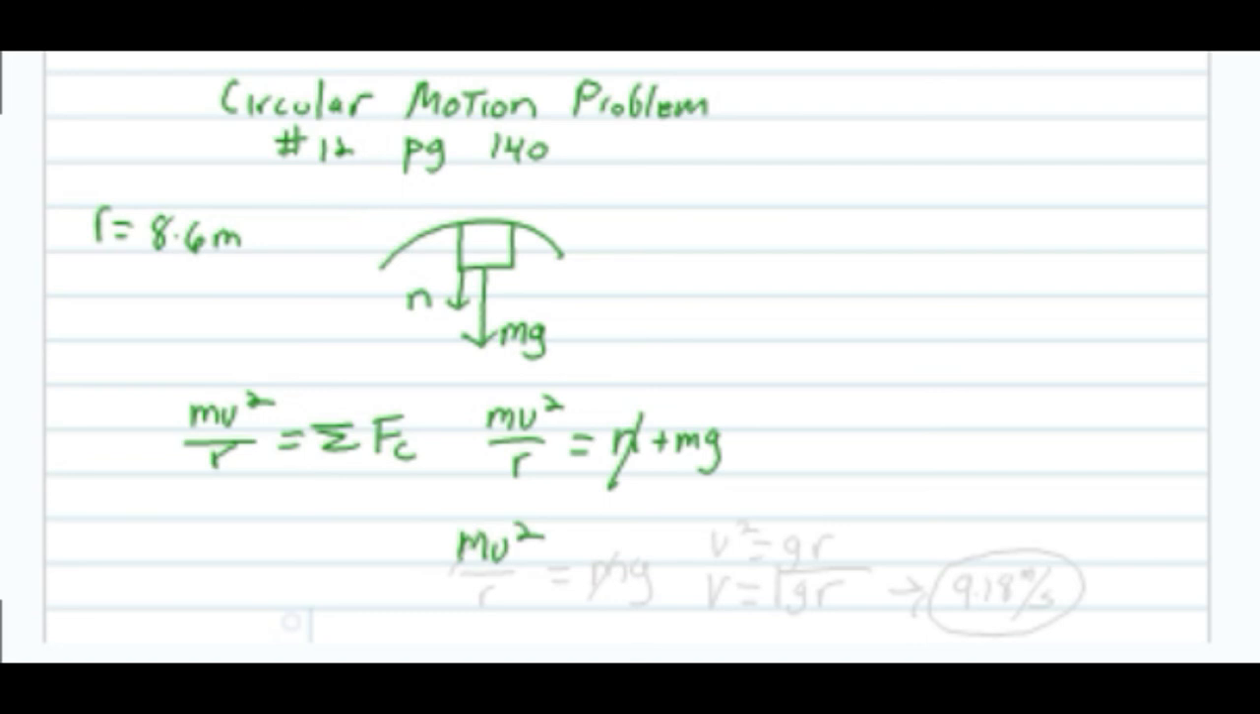We have mv squared over r equals mg. The m's cancel. And we're trying to solve this for v. So v squared is equal to gr, or v equals the square root of gr. We can plug our numbers in. 9.8 times r, which is 8.6. And take the square root. We get 9.18 meters per second. So that's the minimum speed. So the key here was realizing that if it's moving at the minimum speed, the normal force has to be set equal to 0 at that point.